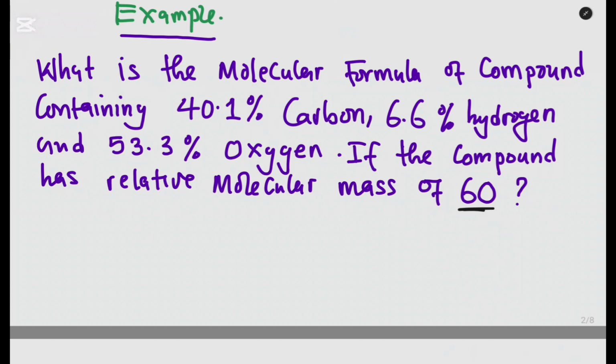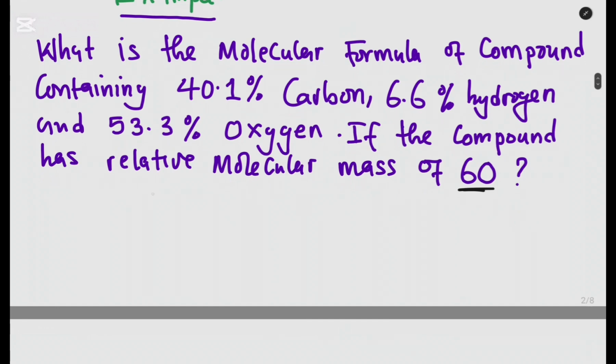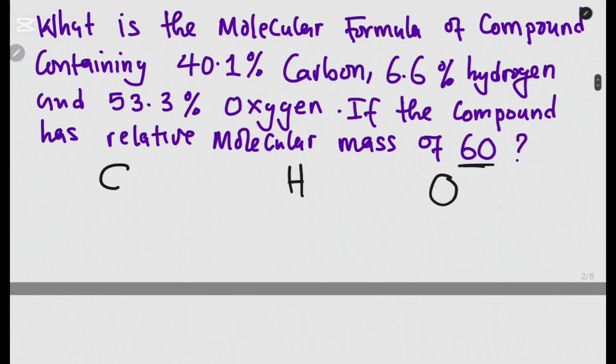Now, for us to find the molecular formula, what did I say? The first thing, we need to find the empirical formula. How do you find the empirical formula? The first step, we identify the elements that are involved. So what are the elements involved? I can see carbon here, 40% of carbon. Then I can see hydrogen, 6.6% of hydrogen. Then I can see oxygen, 53% of oxygen. So I can write them like that. Then now it's time for me, the second step, to identify the masses, or percentages.